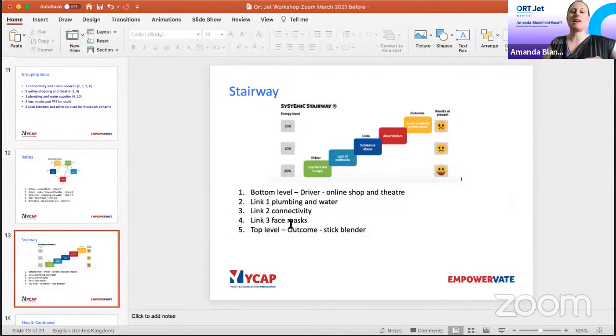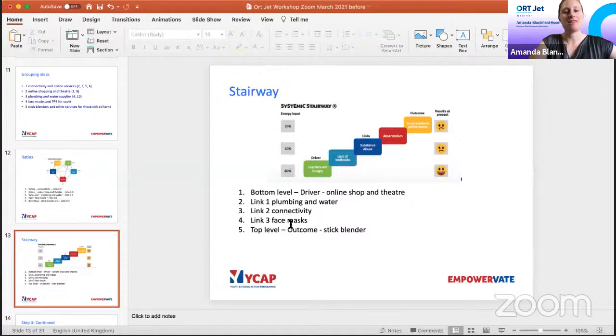So the bottom of the staircase is the one that you start with. That is the driver. So the driver is our online shop and theatre, which makes sense because when we were going through that whole list, it sounded like that was very popular. So the online shop in theatre is the one that you would start with. That is your number one priority.